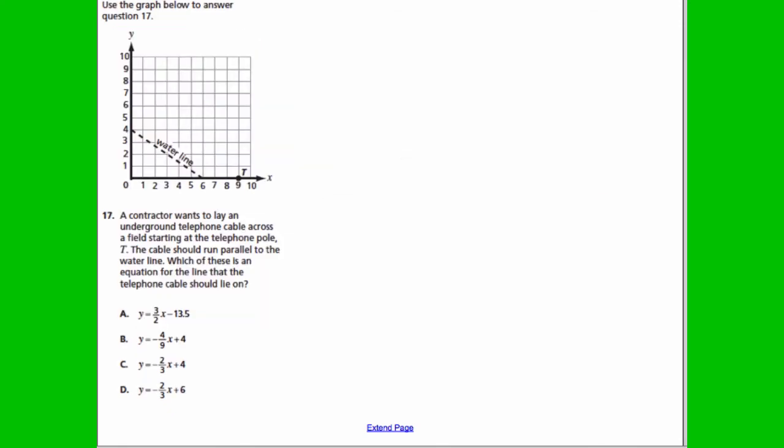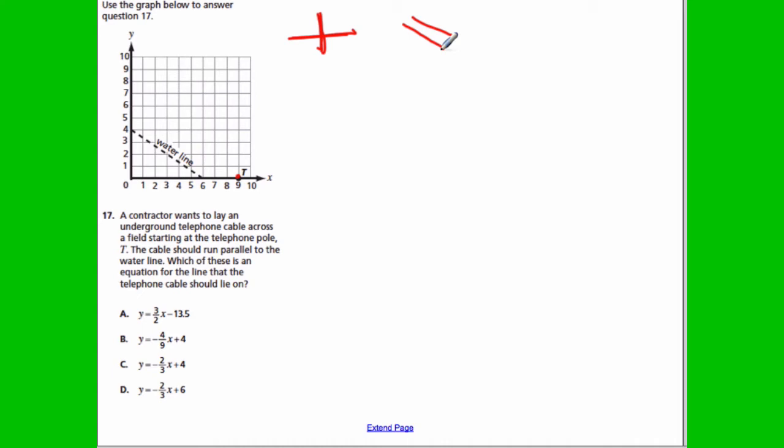Let's look at 17. A contractor wants to lay an underground telephone cable across a field starting at the telephone pole, T. T is right here, this point right here. The cable should run parallel to the water line. Which of these is an equation for the line that the telephone cable should lie on? They want them to run parallel, not perpendicular. This would be perpendicular, where they run perpendicular to each other. Parallel is something similar to that.